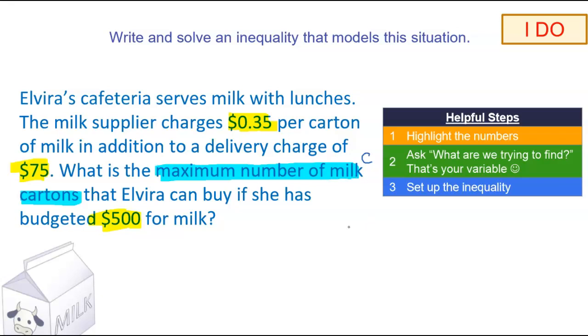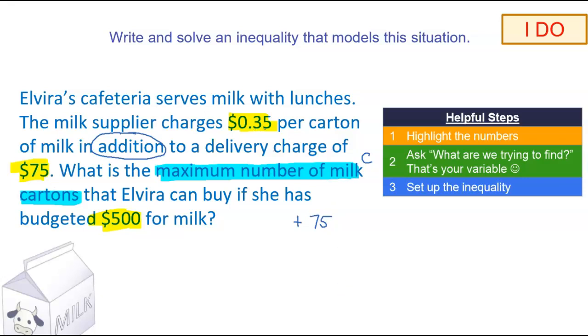So let's see, how would we set this up? They charge 35 cents per carton of milk in addition to a delivery charge of $75. That addition kind of gives us a hint of one of the operations that's going to happen here. Addition is actually an operation, right? That's add. That's a plus sign. So I think we're going to have a plus in there. We have a delivery charge of $75, so maybe we're going to add 75 to something.